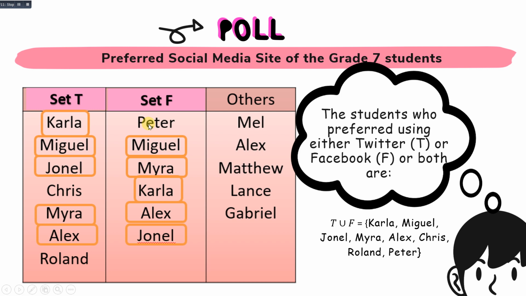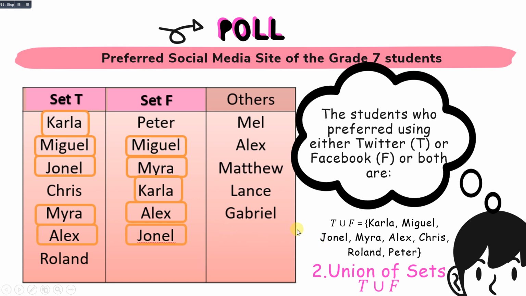That is what we call the union of sets. Every student in set T and set F is included in the example. So the elements are Carla, Miguel, Janelle, Myra, Alex, Chris, Roland, and Peter. That is T union F. This is the symbol for union, meaning the combination of the elements of both T and F. So that is the union of sets.